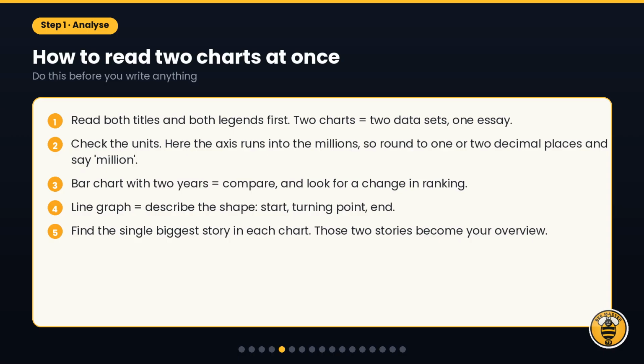Before you write a single word, read the charts properly. Take both titles and both legends first because 2 charts still make only 1 essay. Check the units. A bar chart with 2 years asks you to compare and to watch for a change in ranking. A line graph asks you to describe a shape, the start, the turning point, and the end. Then find the single biggest story in each chart because those 2 stories become your overview.